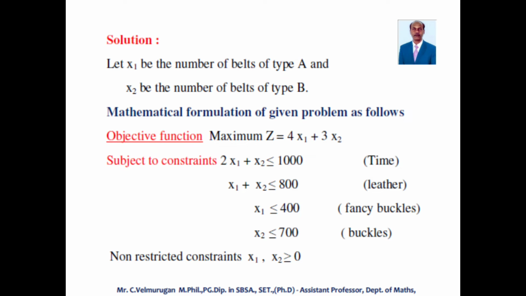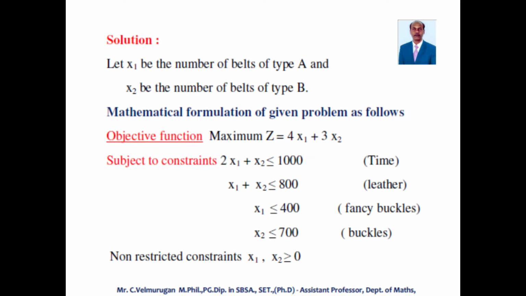So next, fancy buckles depend on type A. We have only 400. So here also we can use the less than or equal to symbol, x1 less than or equal to 400. For buckles of type B belt, we have only 700. Here also we can use the less than or equal to symbol, x2 less than or equal to 700. So these are the 4 constraints we can find from the given problem.